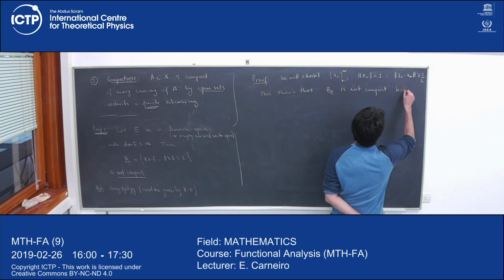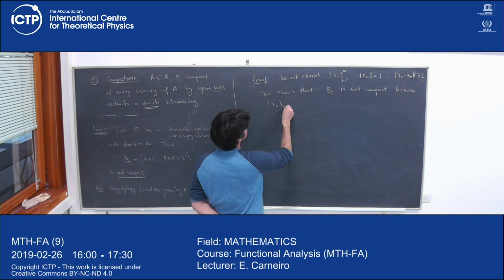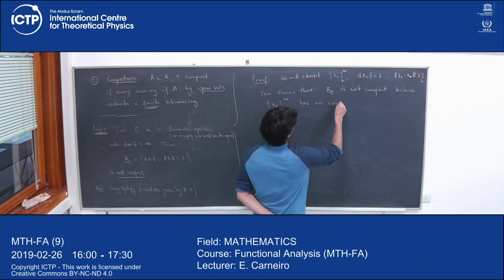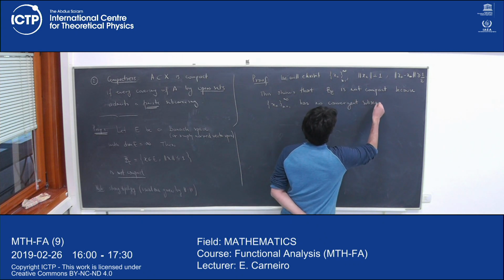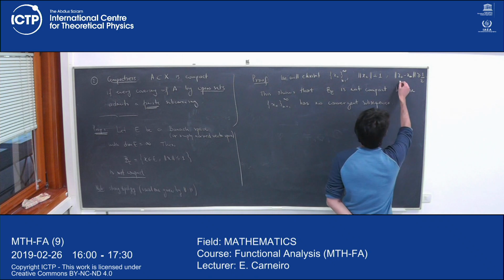Because this particular sequence xn has no convergent subsequence. I think we just need to add the condition that m is not equal to n. Yeah. Just that.